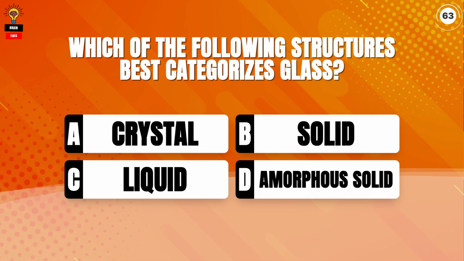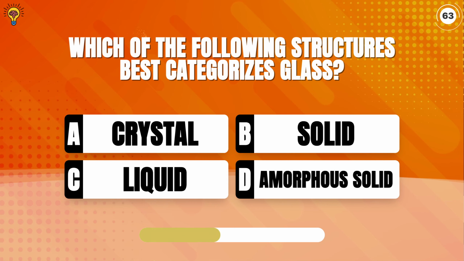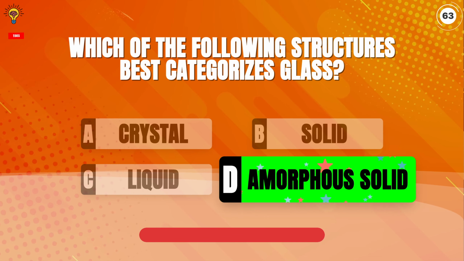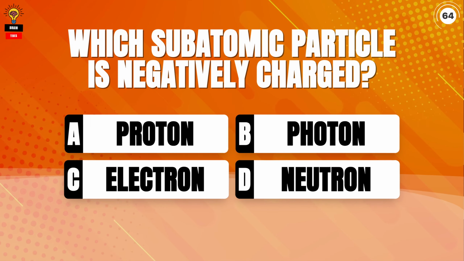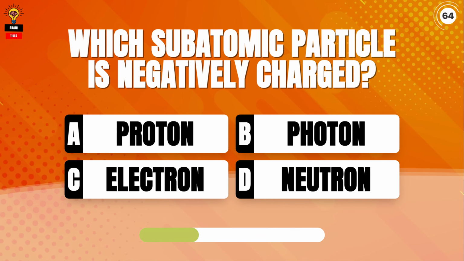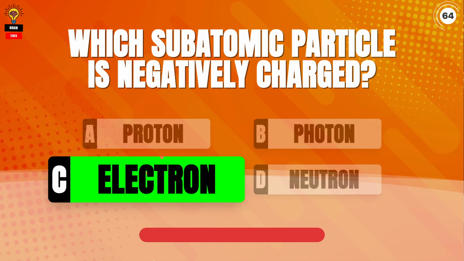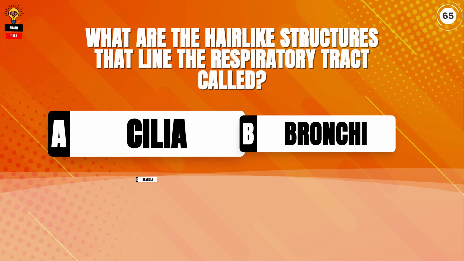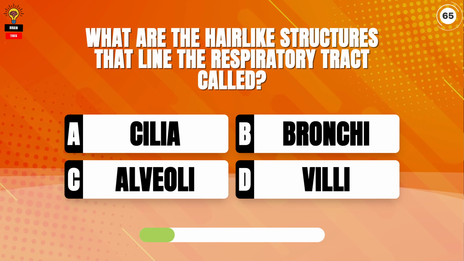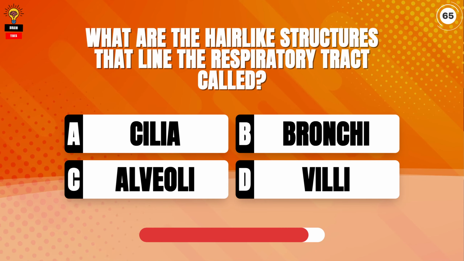Which of the following structures best categorizes glass? Amorphous solid. Which subatomic particle is negatively charged? Electron. What are the hair-like structures that line the respiratory tract called? Cilia.